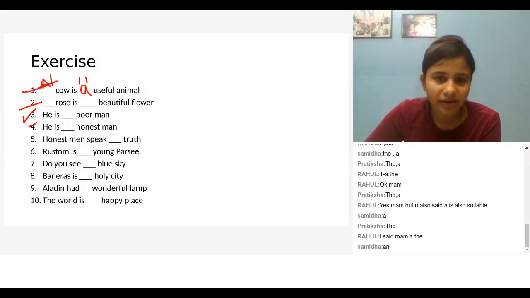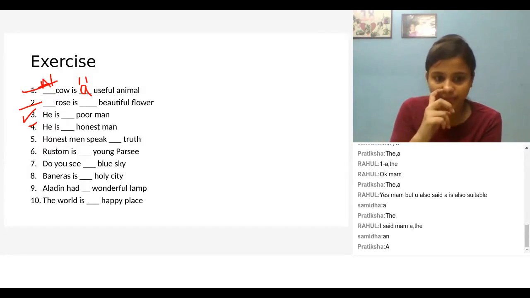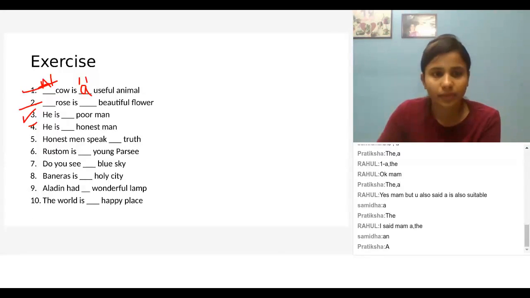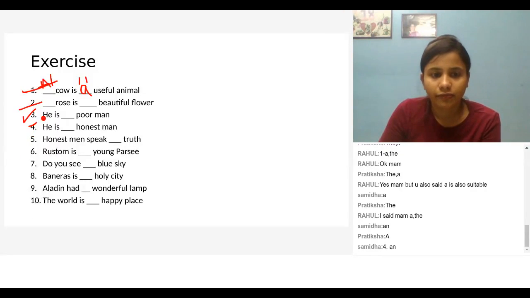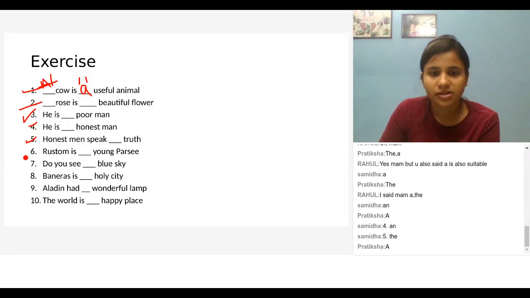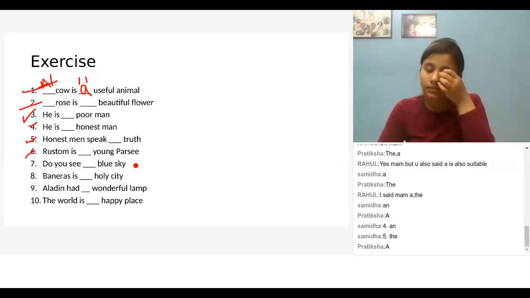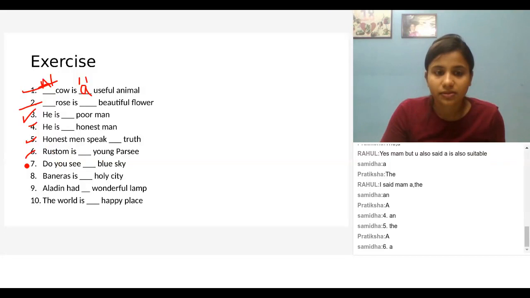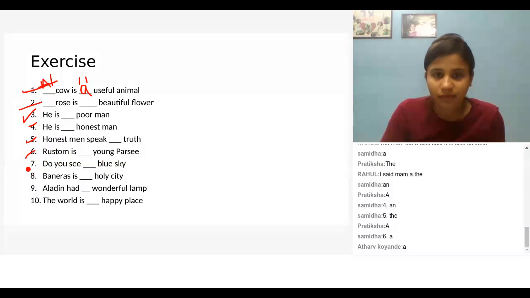Pratiksha, it is going to be a poor man, right? Fourth will be okay. Fifth one will be the, madam. Okay. Sixth one. Okay. Okay. Do you see the blue sky?